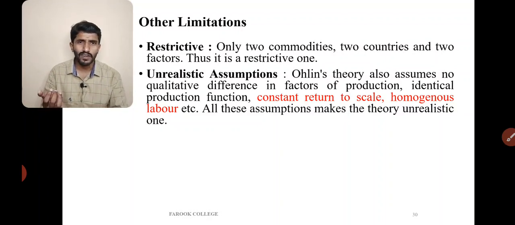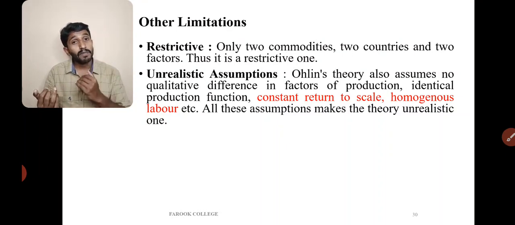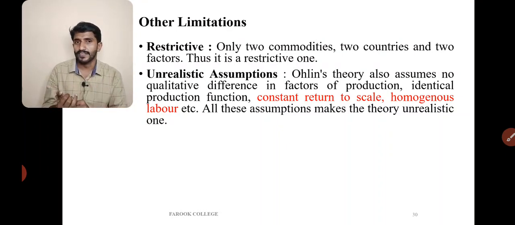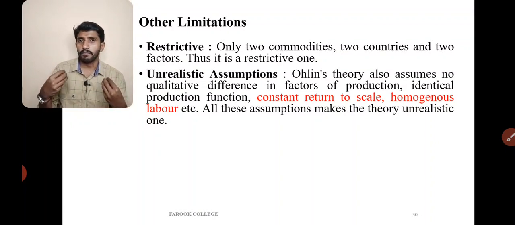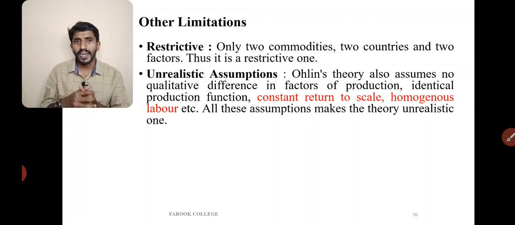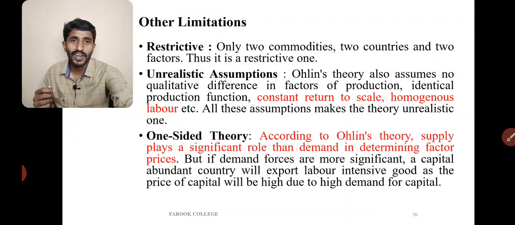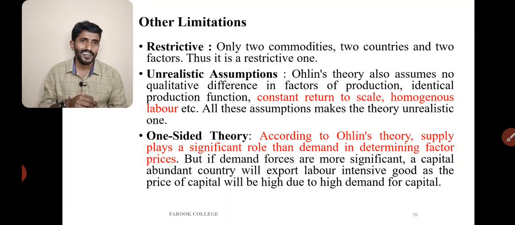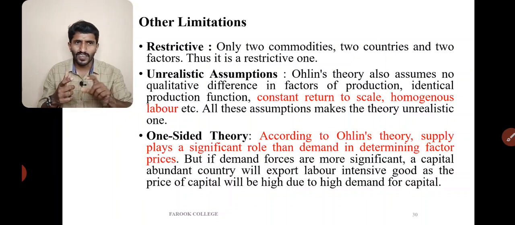Now there is a possibility of increasing returns and decreasing returns, and labor may not be homogeneous. One labor might be different in productive capacity from another, and there may not be identical production functions. So these all are unrealistic assumptions. And it is a one-sided theory. One-sided theory means only a supply-sided theory, not a demand-sided theory.